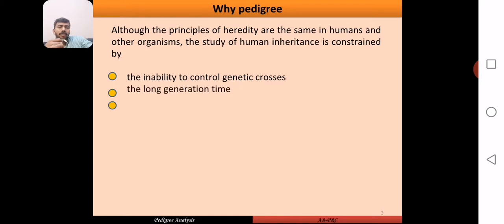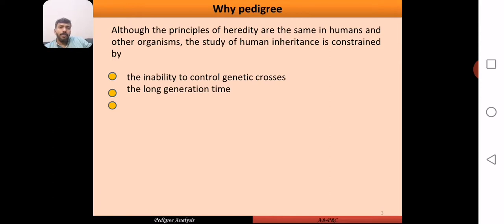The second thing is that there is a long generation time. The generation time is pretty long. You can see that for human beings, an individual becomes capable of sexual reproduction only after puberty. That means he can consider 15 or 16 as the age for sexual reproduction. So, once he is ready for sexual reproduction and he develops a progeny at the age of 17 or 18, then that progeny needs another 16 or 18 years for producing the next progeny.